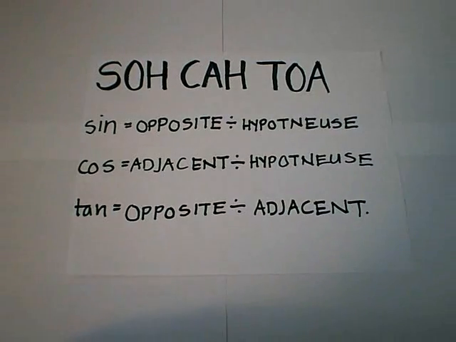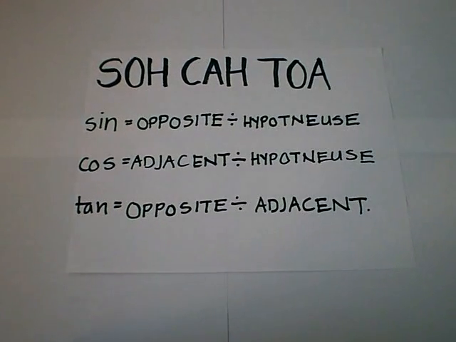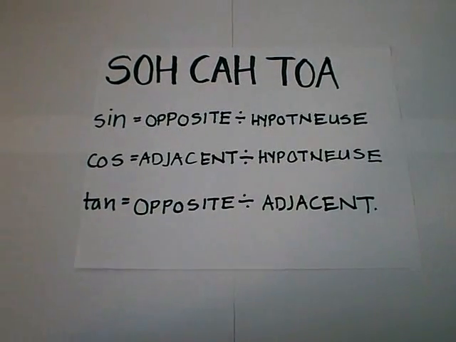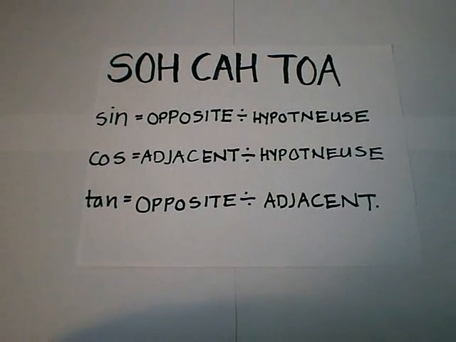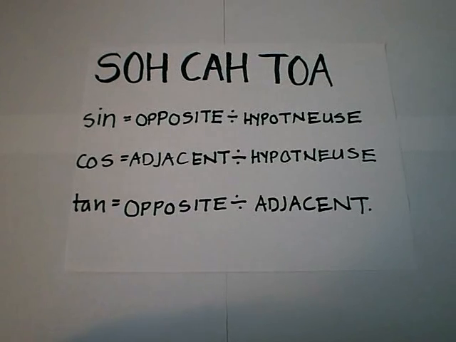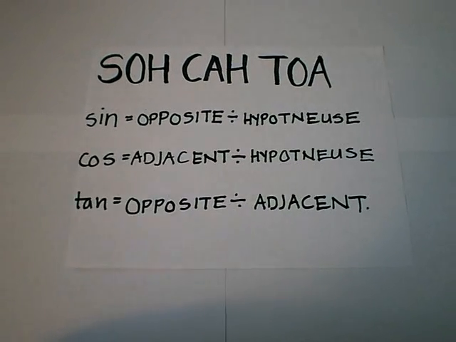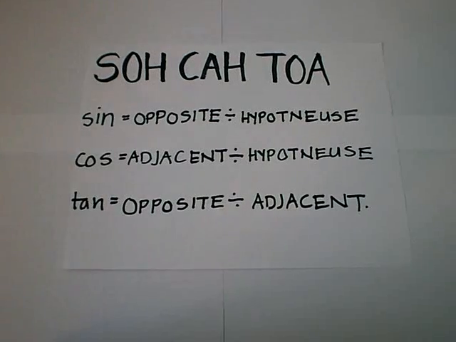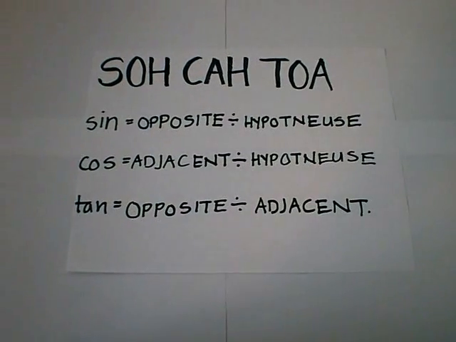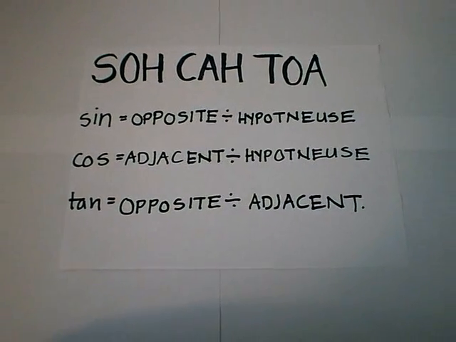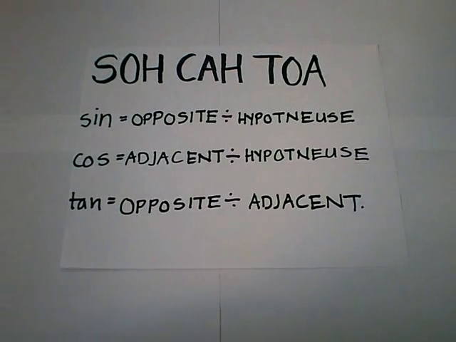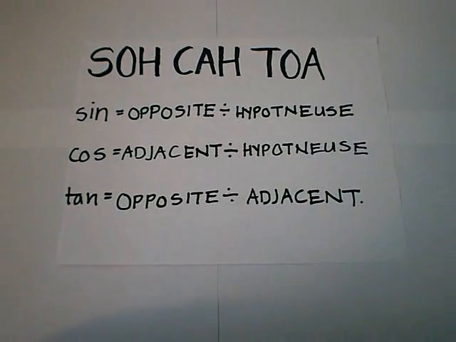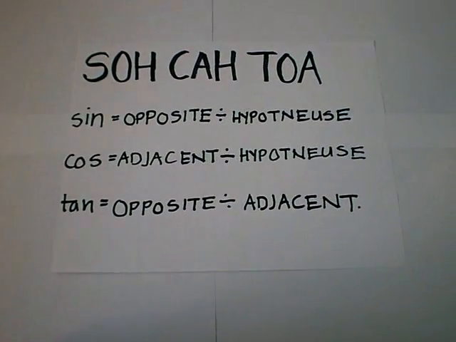Sine ratio. Sine equals opposite over hypotenuse. This means you take the opposite value and divide it with the hypotenuse value according to where your angle is. Cos. Cos equals adjacent over hypotenuse. This means you take your adjacent value and divide it with the hypotenuse value according to where your angle is. Tan. Tan equals opposite over adjacent. This means you take your opposite value, divide it with the adjacent value according to where your angle is.